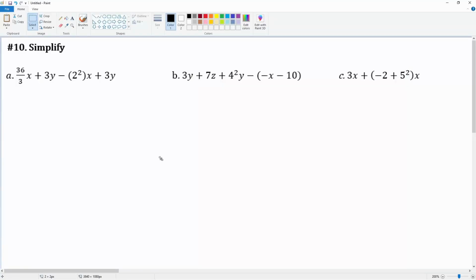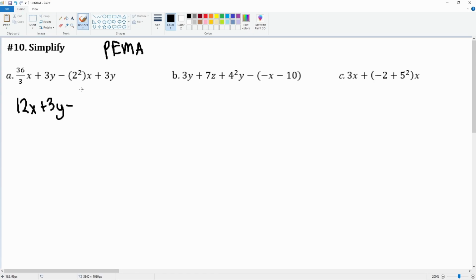Number 10. Here we're going to look to simplify, so we have to follow the rules of PEMDAS, okay? Parentheses, exponent, multiplication, and division. Okay, we have 36 over 3. That does simplify to make 12. Bring down the x. Okay, that does simplify. Nothing happens to 3y minus, bring down that minus.